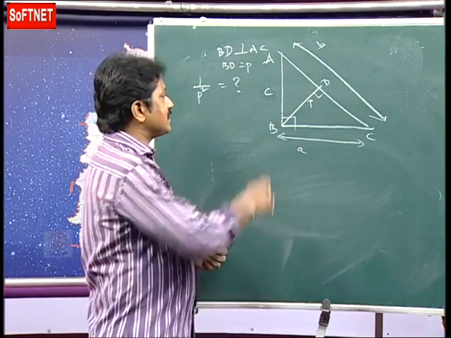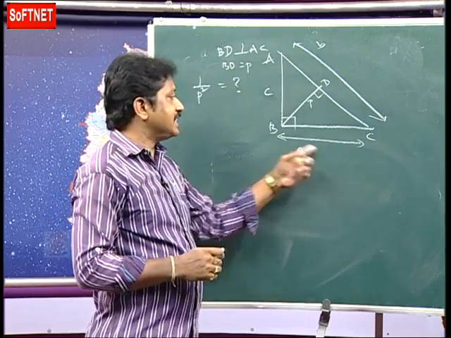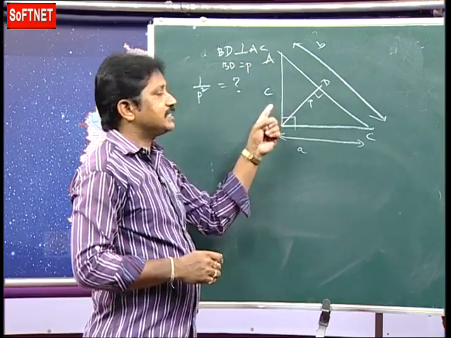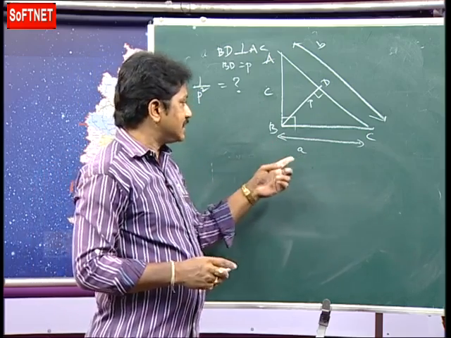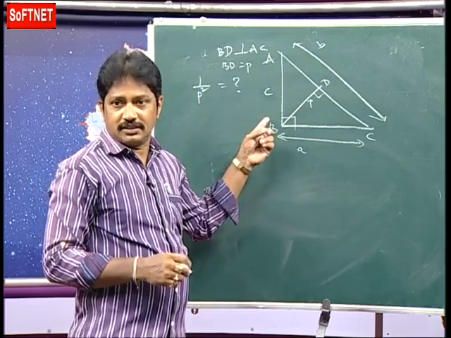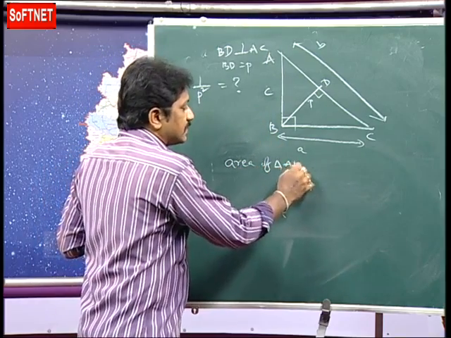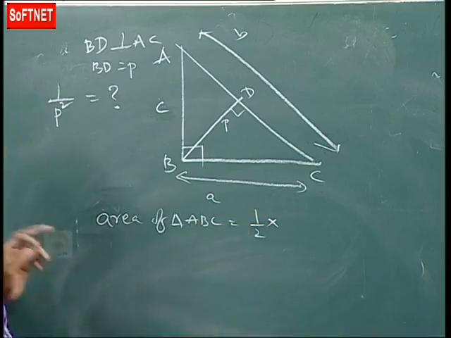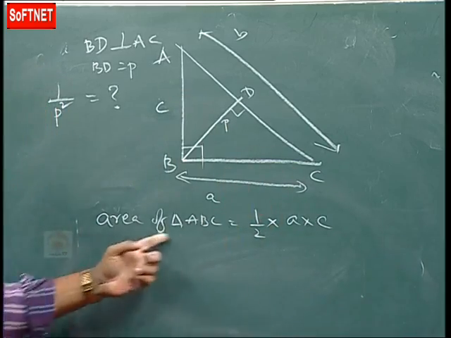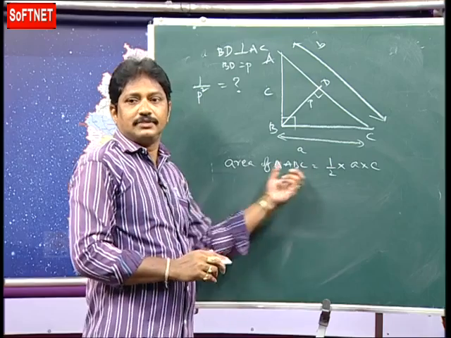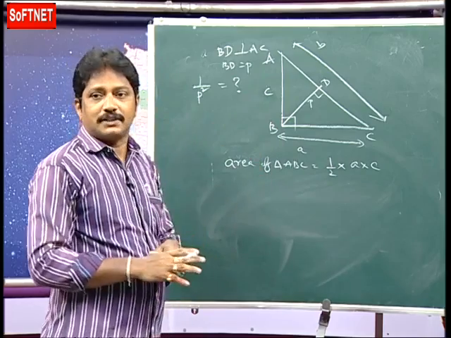Now I am taking the triangle ABC in this projection, from top to bottom. So a is the base and c is the height, of course the altitude. You know the base, that is a, and you know the height c, so what is the area of triangle ABC? Half of base a into height c. Clear? Okay.